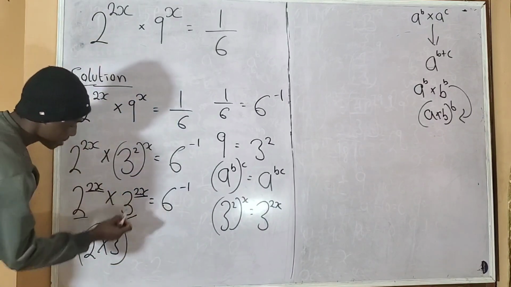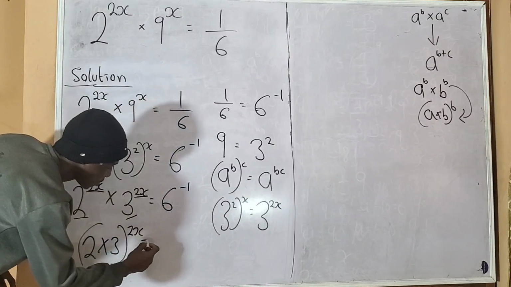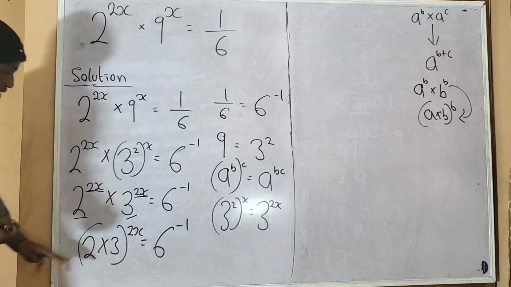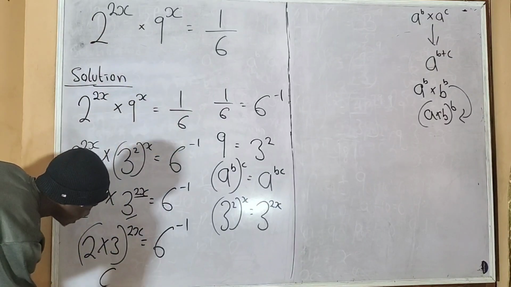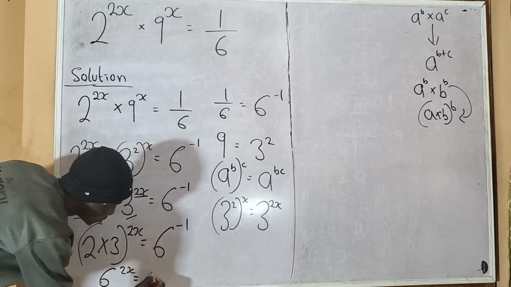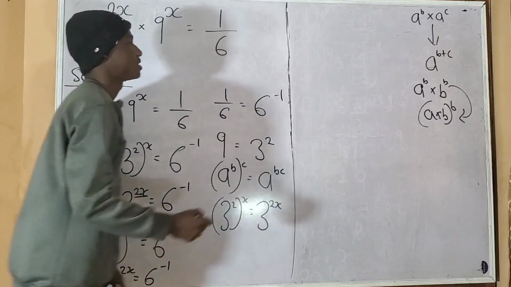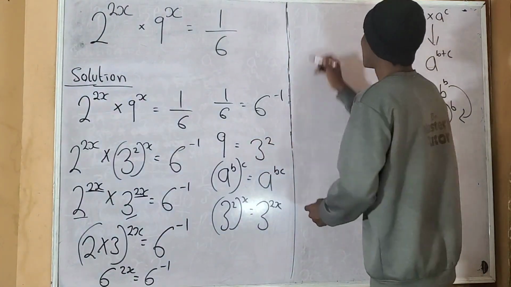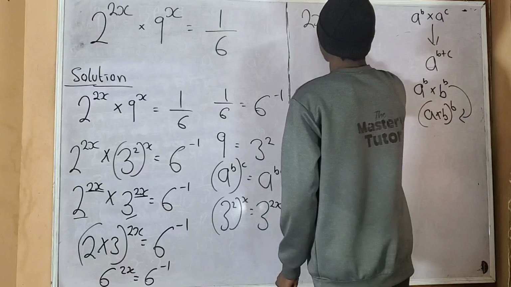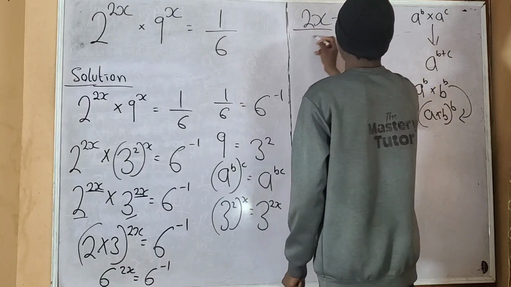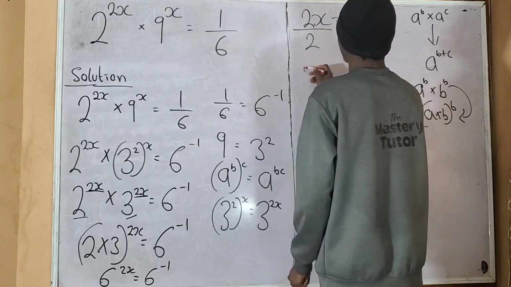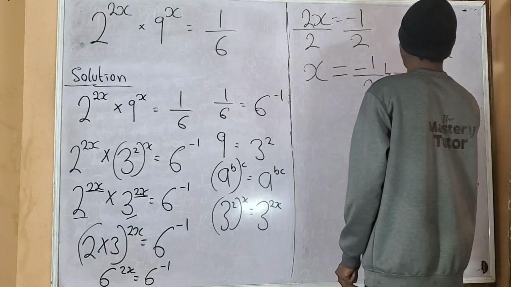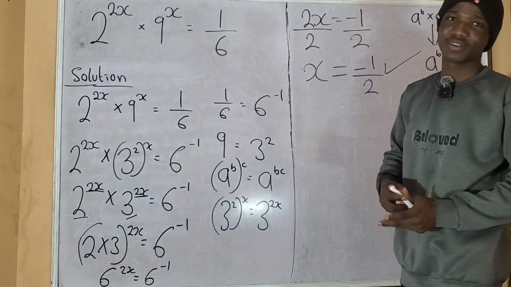Because the powers are the same, I'm going to have the power of 2x equals 6 raised to the power of negative 1. Are you following? Now 2 times 3 is 6. I'm going to have 6 raised to the power of 2x equals 6 raised to the power of negative 1. Now because I have the same base, we can set the powers equal. So I'm going to have 2x equals negative 1. To get the value of x, you divide both sides by 2. So x equals negative 1 over 2, which is the final answer.